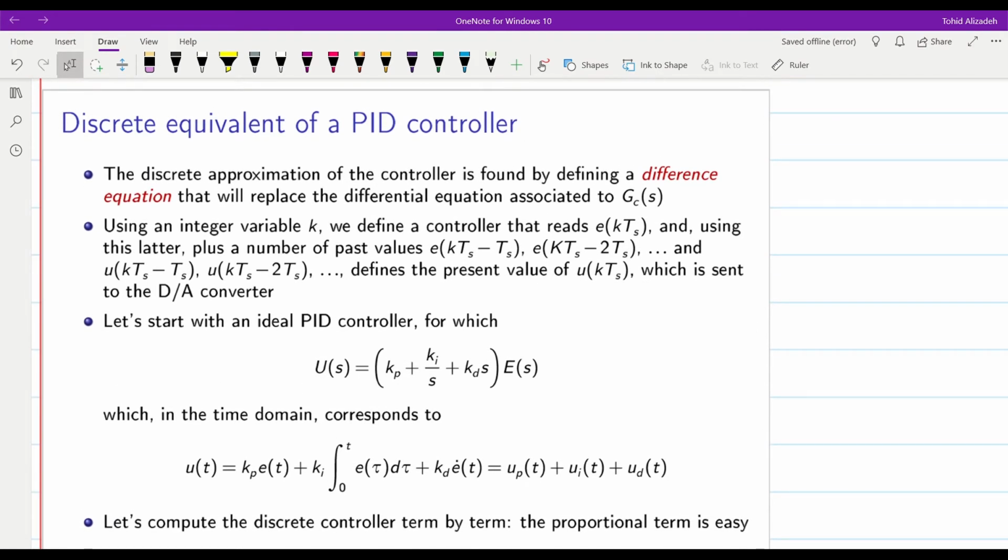Now we want to see how we can obtain a discrete equivalent for a PID controller. In order to have the discrete approximation of the controller, we will define a difference equation, which will replace the differential equation associated with the controller, or Gc(s). We will use an integer variable k. We'll define a controller that reads E at k times Ts, and remember that Ts here is the sampling time.